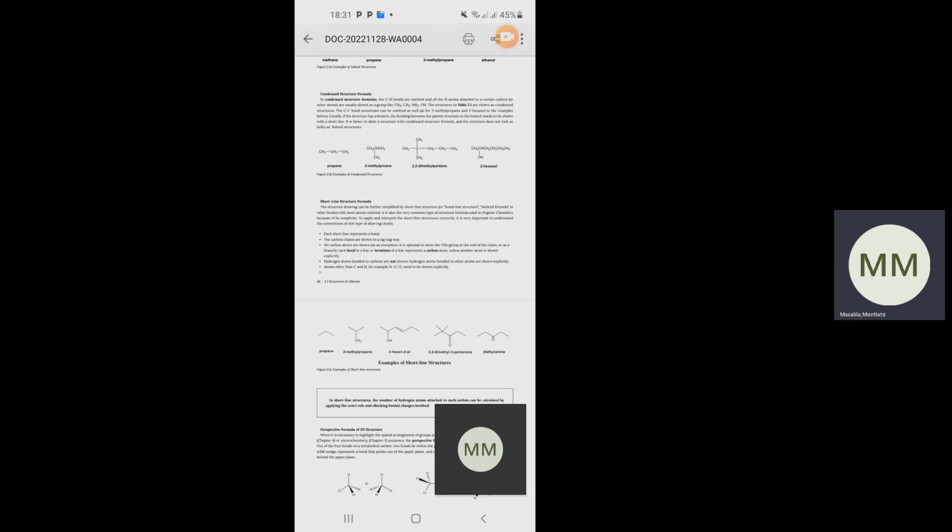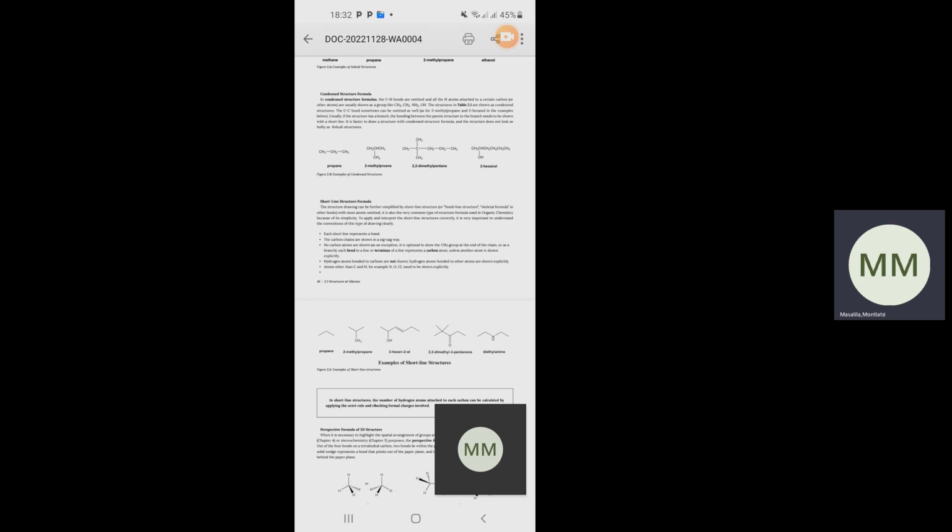It represents carbon. So look at the propane. It is 1, 2, 3. Because there's a carbon at the end of the line, carbon number 3 there. It's carbon.